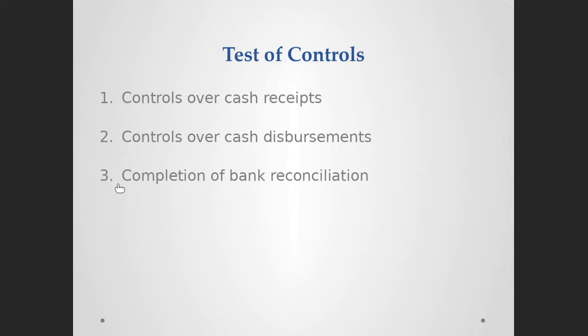The third test of control is completion of bank reconciliation, and we are going to discuss this a little bit more in this chapter. The client's process of doing the bank reconciliation and our process as auditors to check how well they do, how often they do, whether they do a good job of the bank reconciliation or not. Okay?